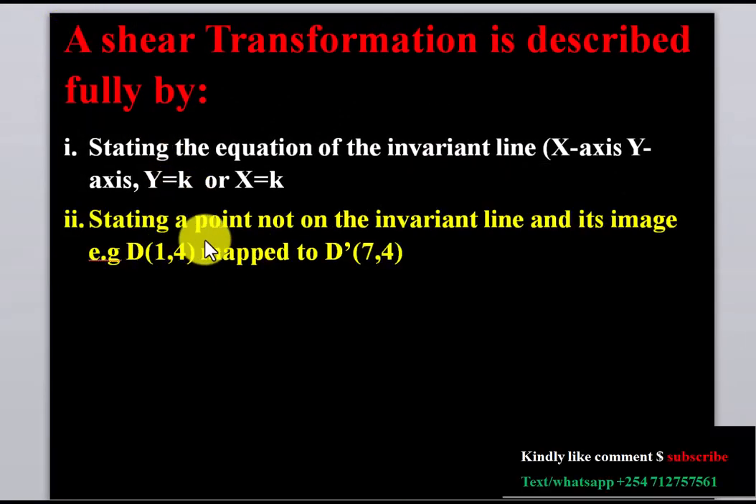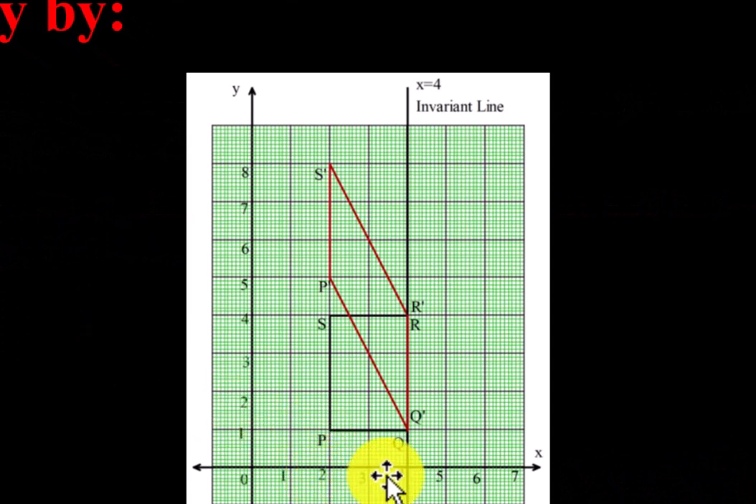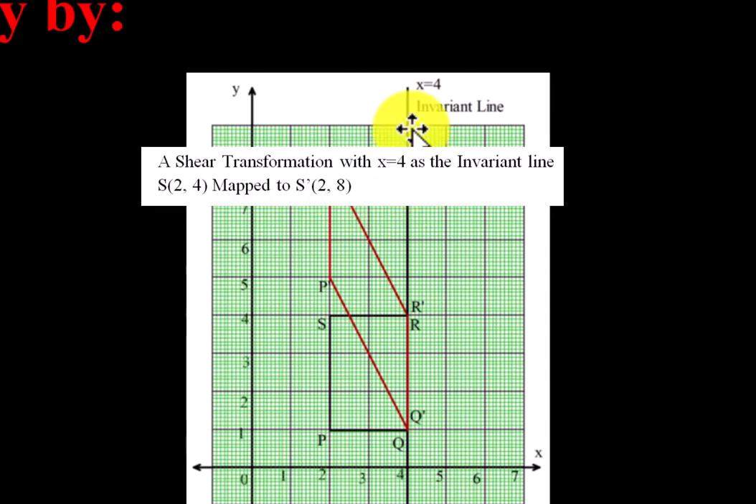Lastly, you state a point not on the invariant line and its image. Let's say (1, 4) mapped to (7, 4). And in a diagram, you state a point like this one here. Like the first example, you can decide to state this point here. You say we have S(2, 4) and S prime (2, 8). You give that point, then you give x equal to 4 as the invariant line, and you will have fully described that type of transformation.